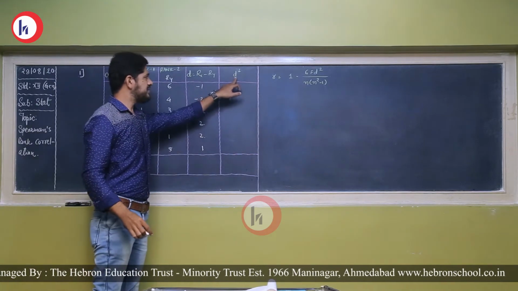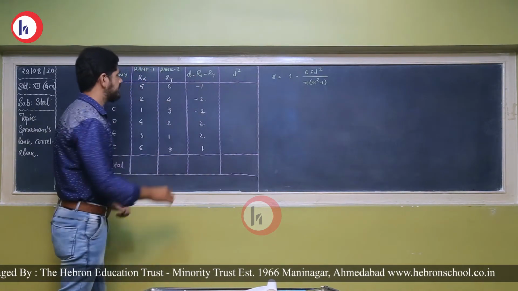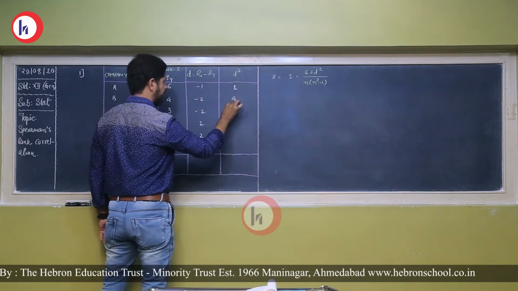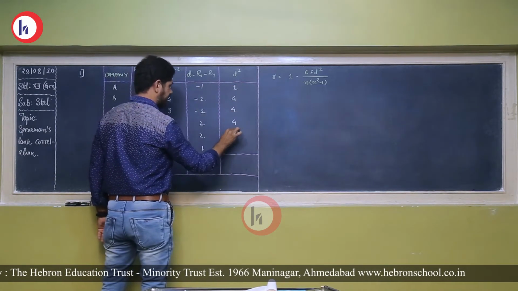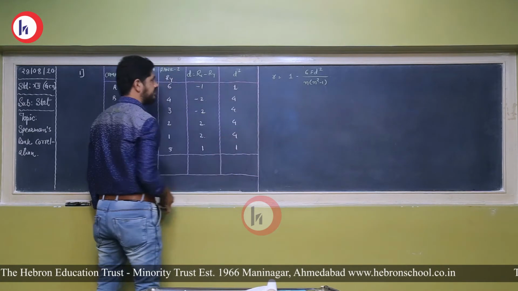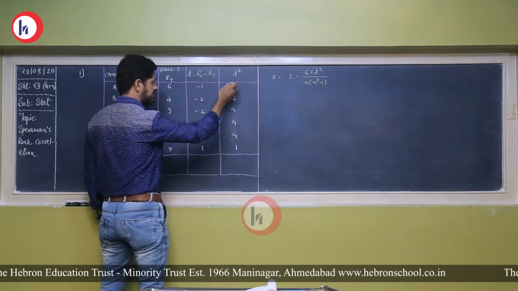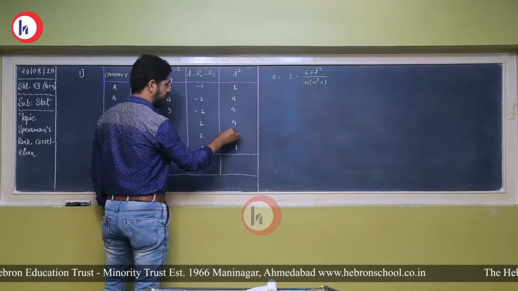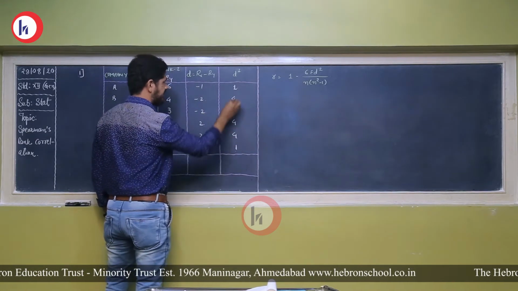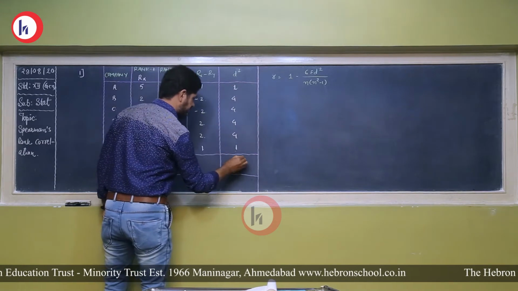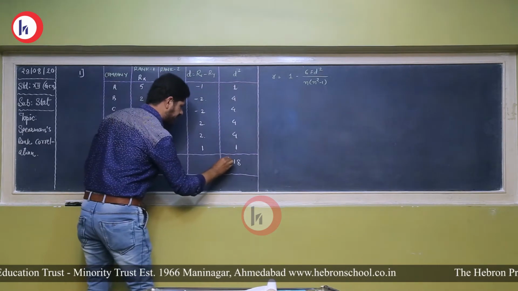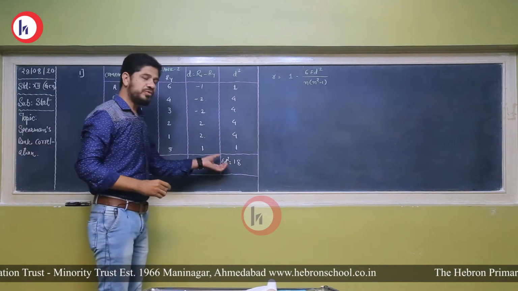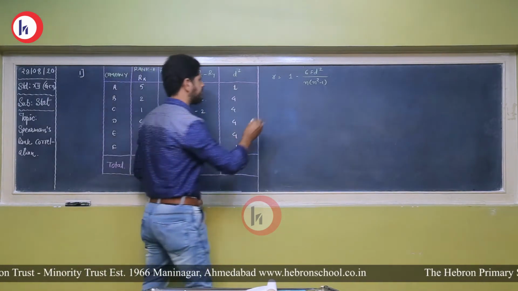Now d square is the square of d. So the square of 1 is 1. Then 4, 4, 4, 4 and 1. Finally, the sum of d square is 1, 2, 3, 4, 4 for the 16, 17 and 18. So this is the sum of d square. Now let's put this value into the formula.